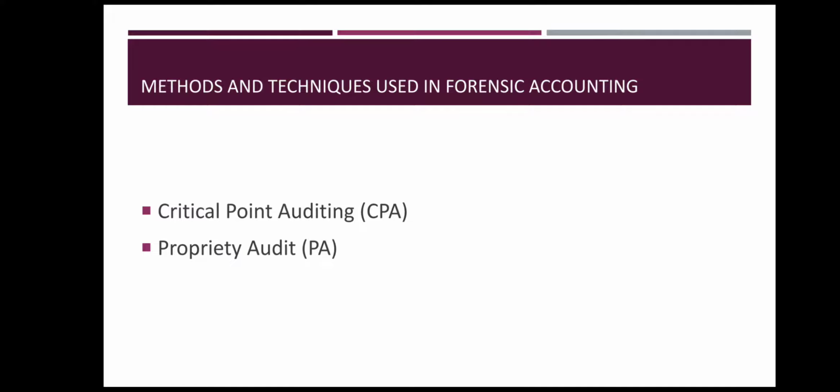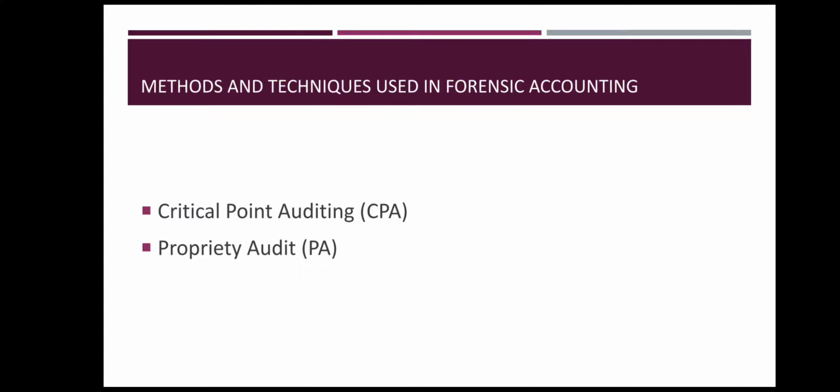Then, if there is any delay in executing certain contracts, why is such delay happening? Is the company doing it purposely, or is there a real reason behind it? All the accounting entries and all the statements that are maintained by the company are looked at from a point of view of suspicion.